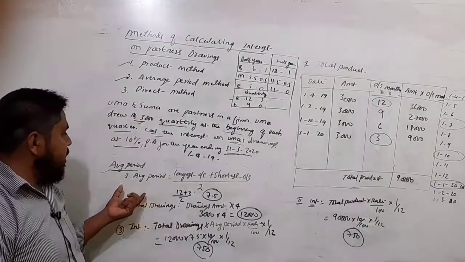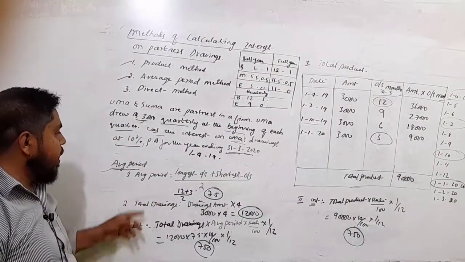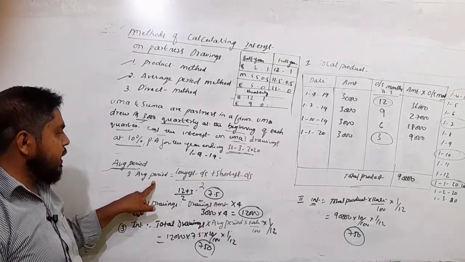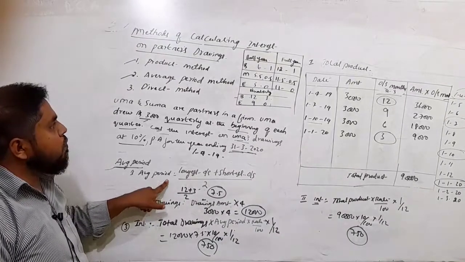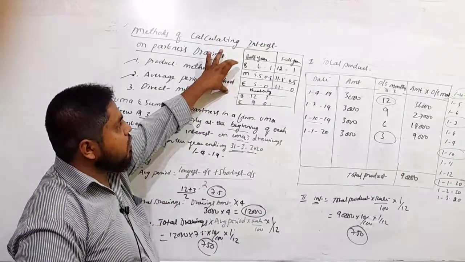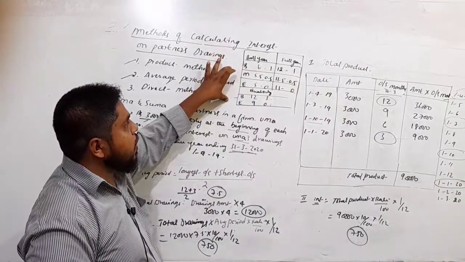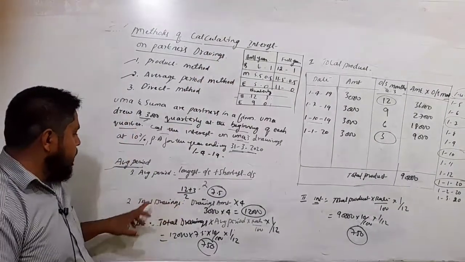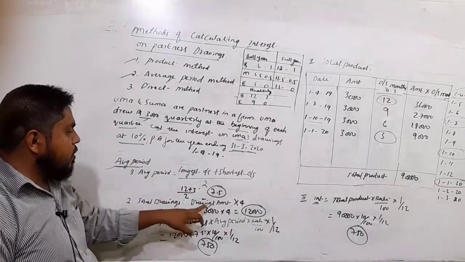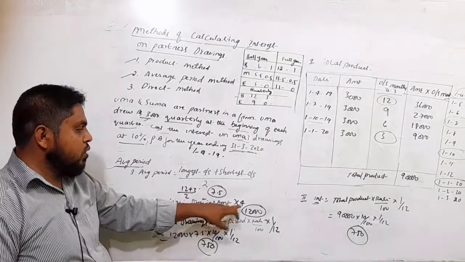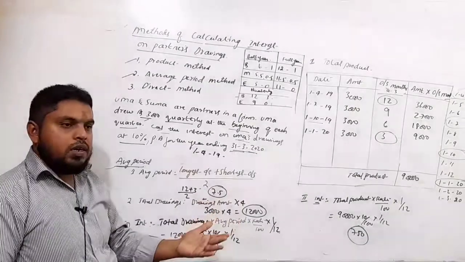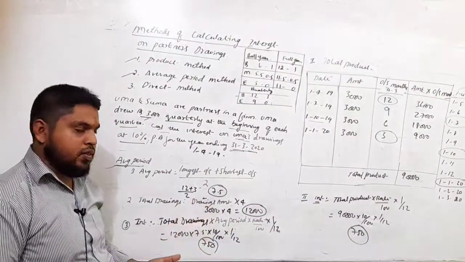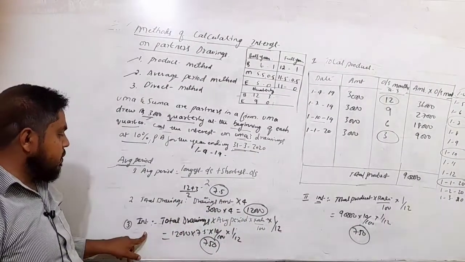Next, under the average period method, 3 steps we have. First, you have to find out the average period. So for average period, you have to remember the outstanding months shortcut table. So this is the table we have to remember. Next, total drawings: amount of drawings into 4 for full year, 12, half year, 6. Next, the third step is interest here.